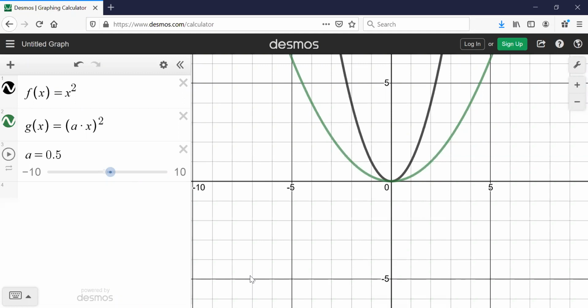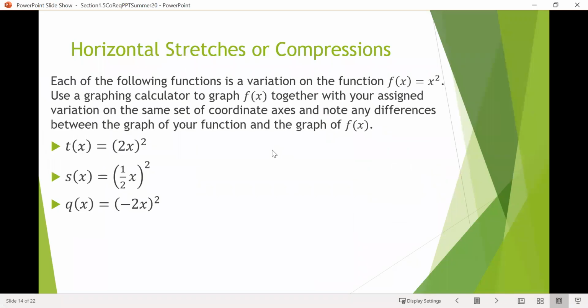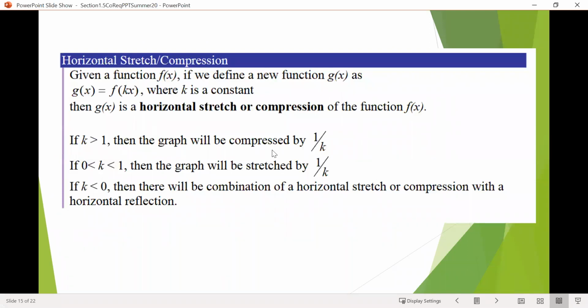All right, so going back to our PowerPoint to summarize this. If we have a number now being multiplied on the inside of the function, that causes a horizontal stretch or compression, as it says here. Okay, and in these cases, because it's on the inside and follows the house of lies, it does the opposite of what we would think, right?